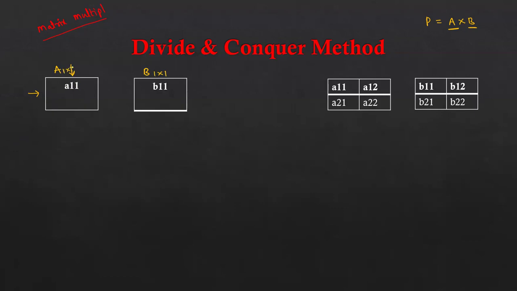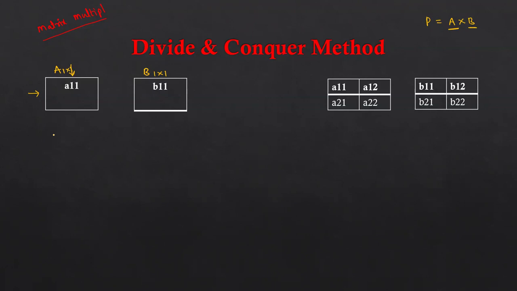This A is also 1 by 1 size. So total how many elements were there here? Here is 1, here is 1. How do you perform matrix multiplication? Which is simple, two integer numbers multiplication.